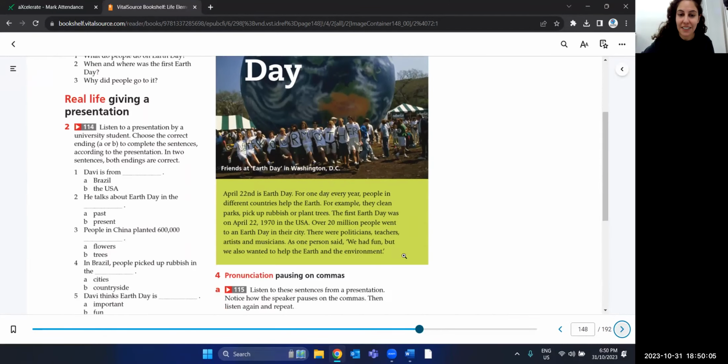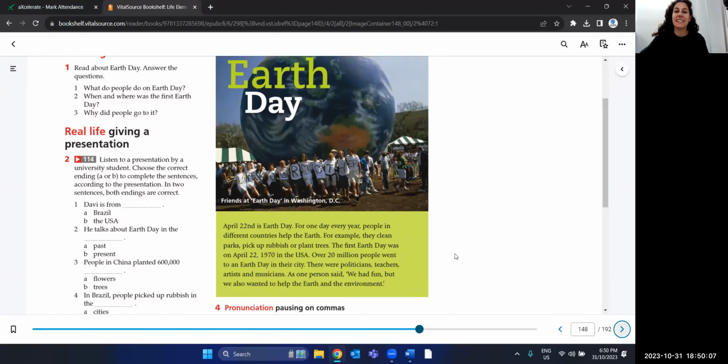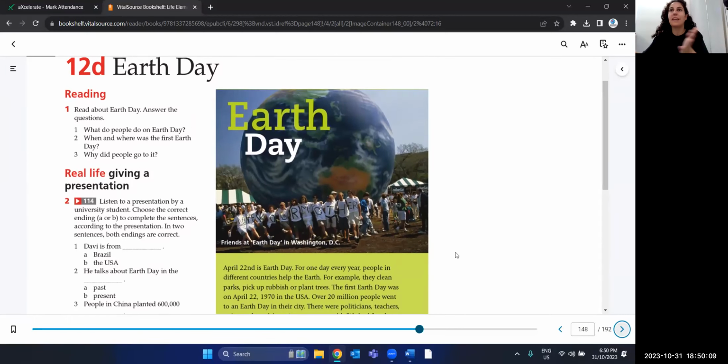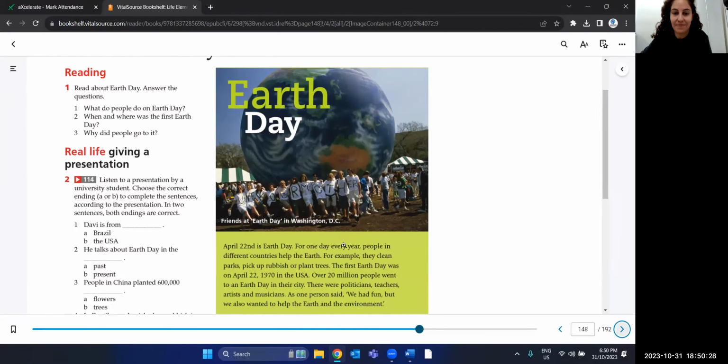So we've got another little article to read on Earth Day. When you have something that says day, that means like Christmas Day, Easter Day. It's an occasion. It's a time when people are celebrating or maybe trying to bring people to understand something. So Earth Day is a day. So you can see it says Friends at Earth Day in Washington, D.C.